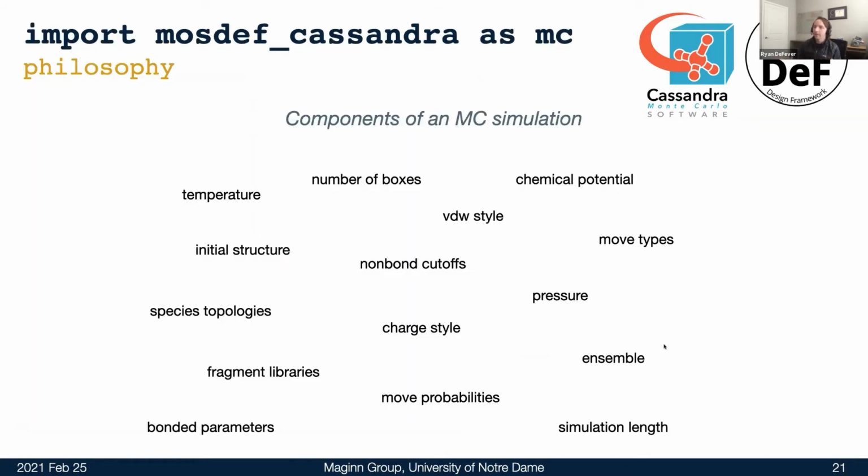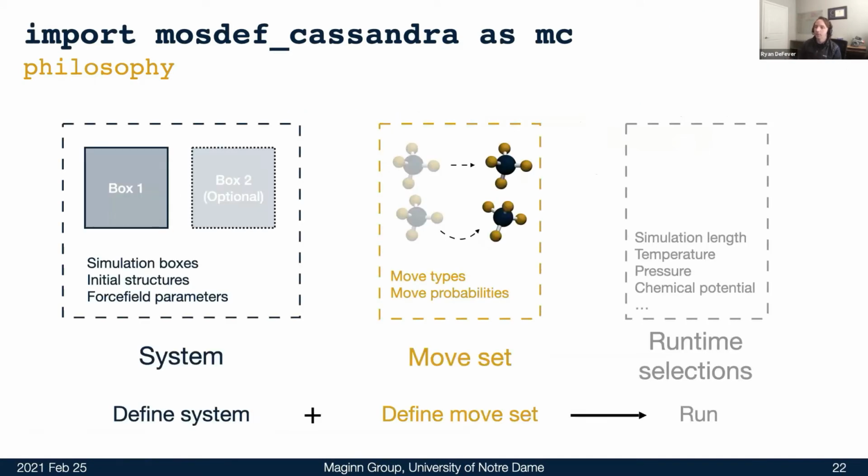When we sat down, we wanted to simplify this as much as possible, so we made a big diagram of all the different parts of a Monte Carlo simulation and thought about how we could organize them into a consistent logical flow. And what we came up with is these 3 steps. You first build the system. The system is what you're going to simulate. It has your simulation boxes, it has your initial structure, it has your force field parameters.